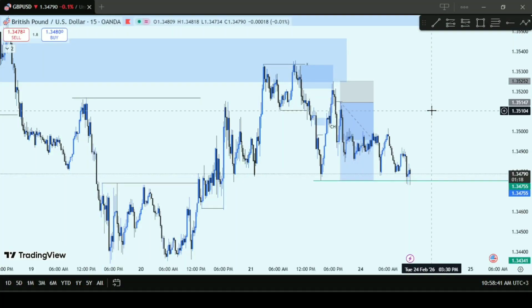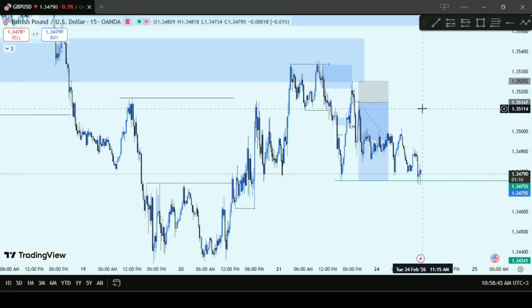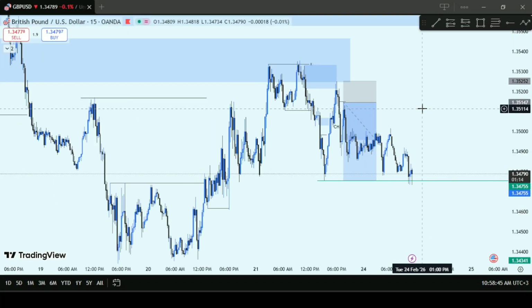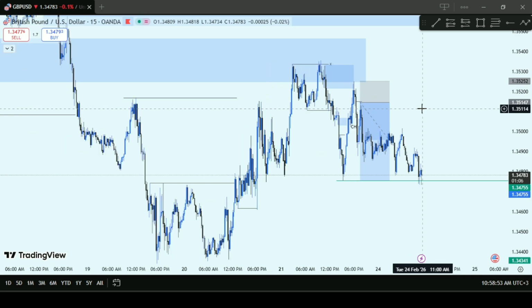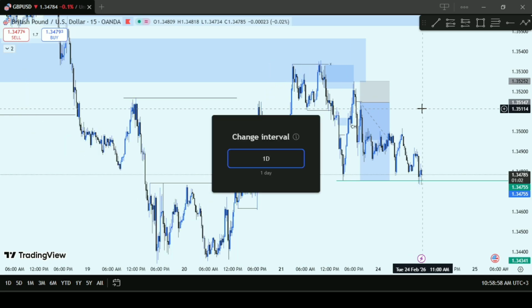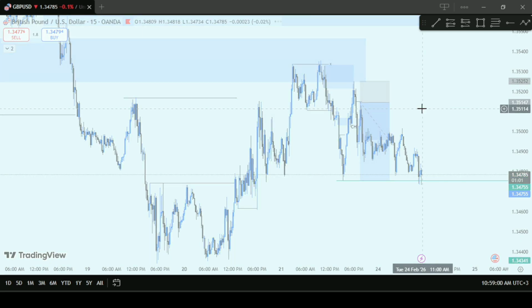Yes, hello traders. So we took a sell yesterday on GBPUSD, and many of you were expecting a buy. I saw many of you were expecting a buy, but you missed the catch. Let's go from the daily time frame.